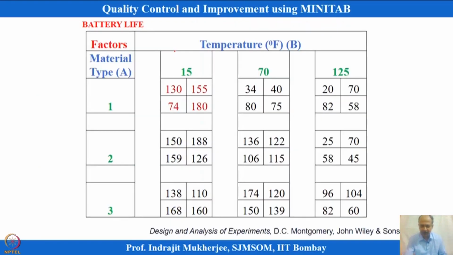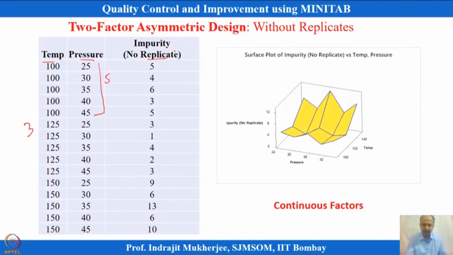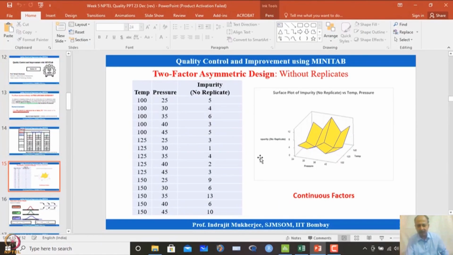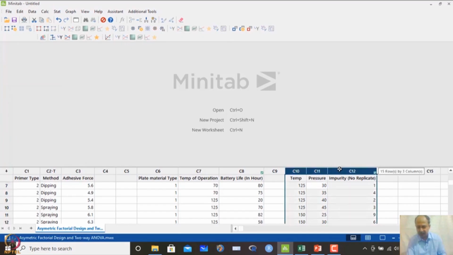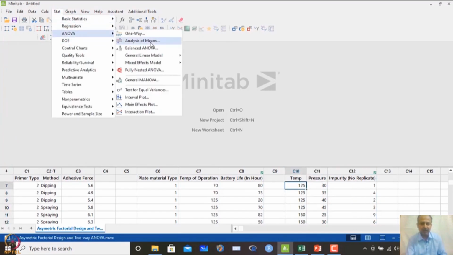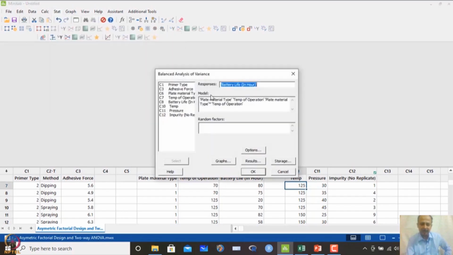So, we want to analyze this data and see what is happening. How to analyze this one? The only thing you have to remember is that there is no replicate over here, that means we are not repeating the trials. This is the data set that we are having: temperature, pressure and impurities. Let us go directly to the analysis of variance and see. Because there is one replicate, we can also go for balanced experimentation over here. The only thing is what the outcome will be, which is of concern for us.